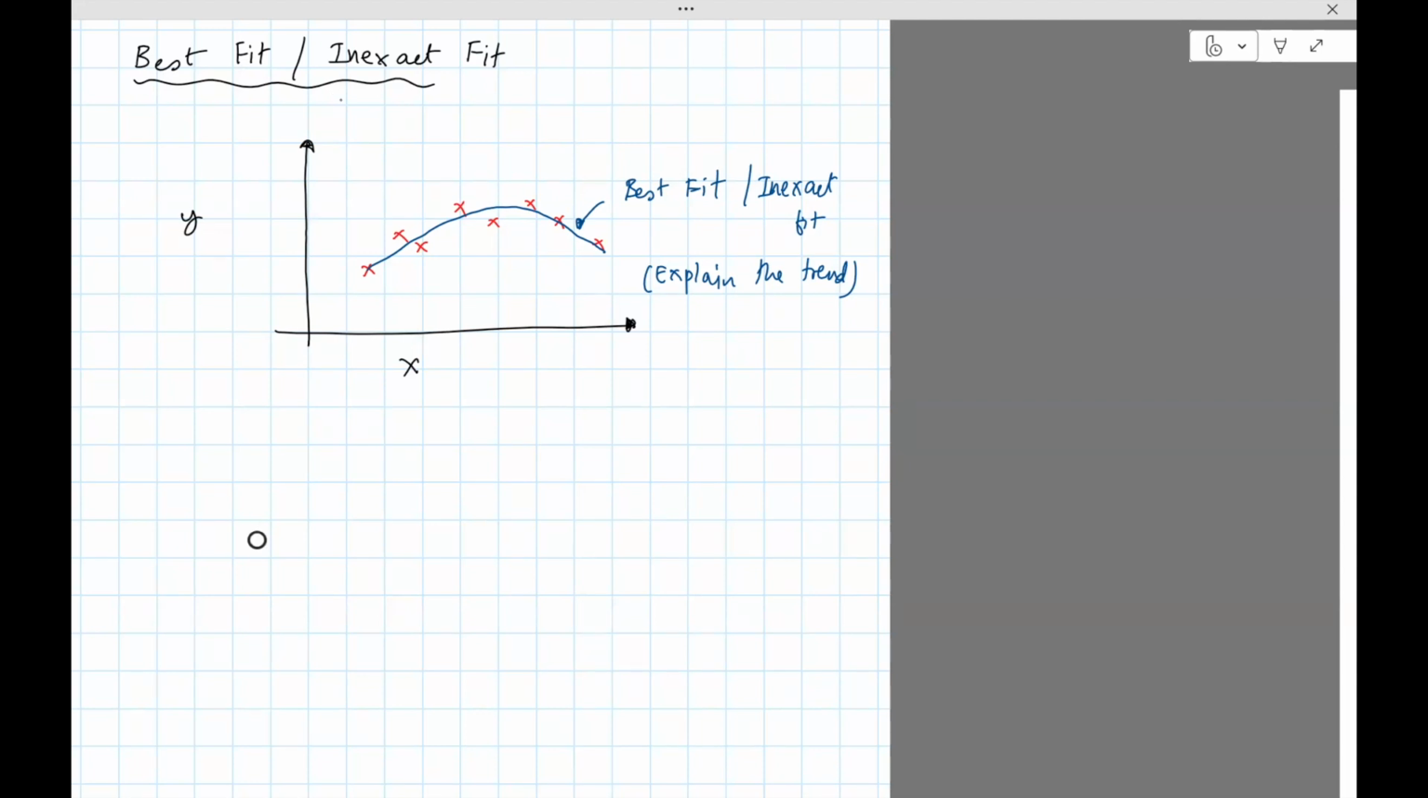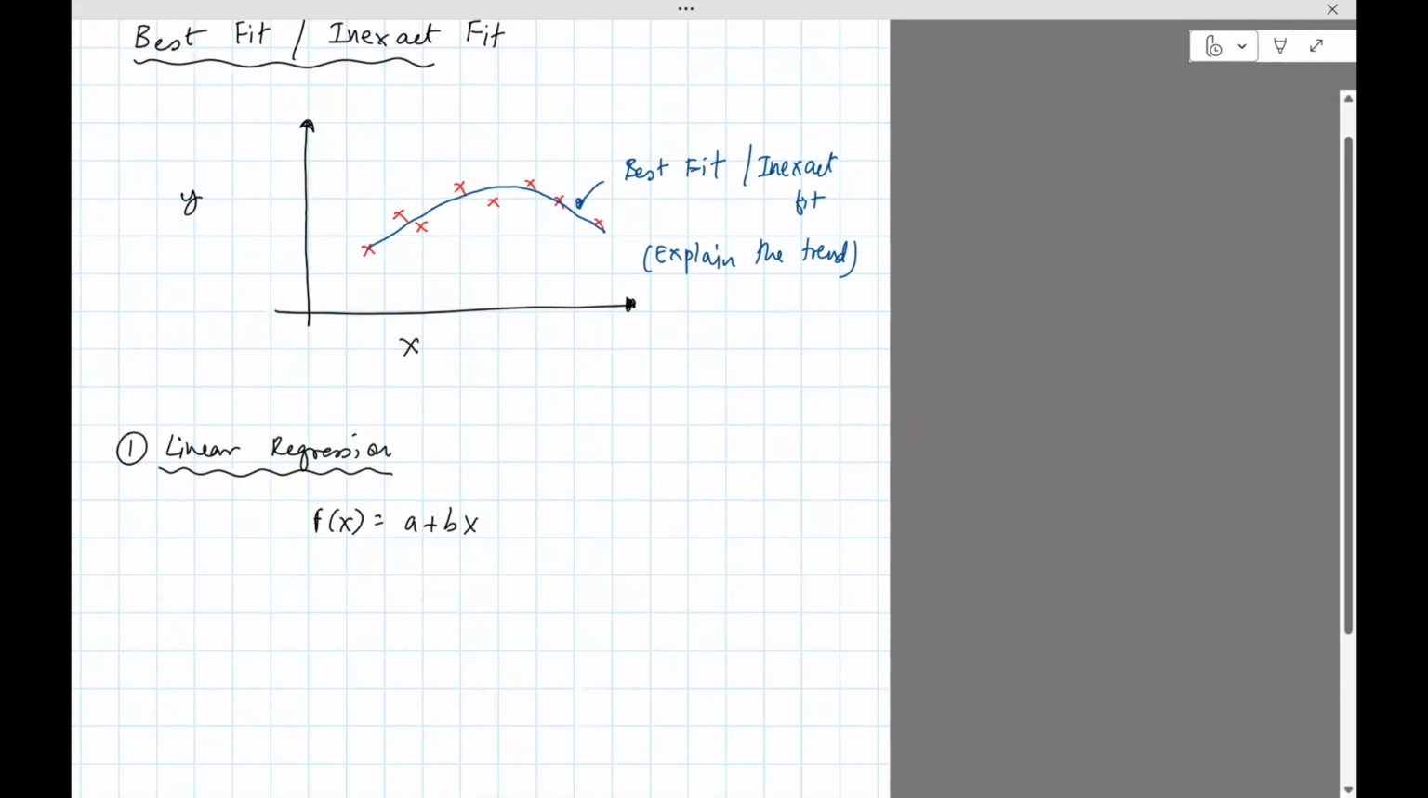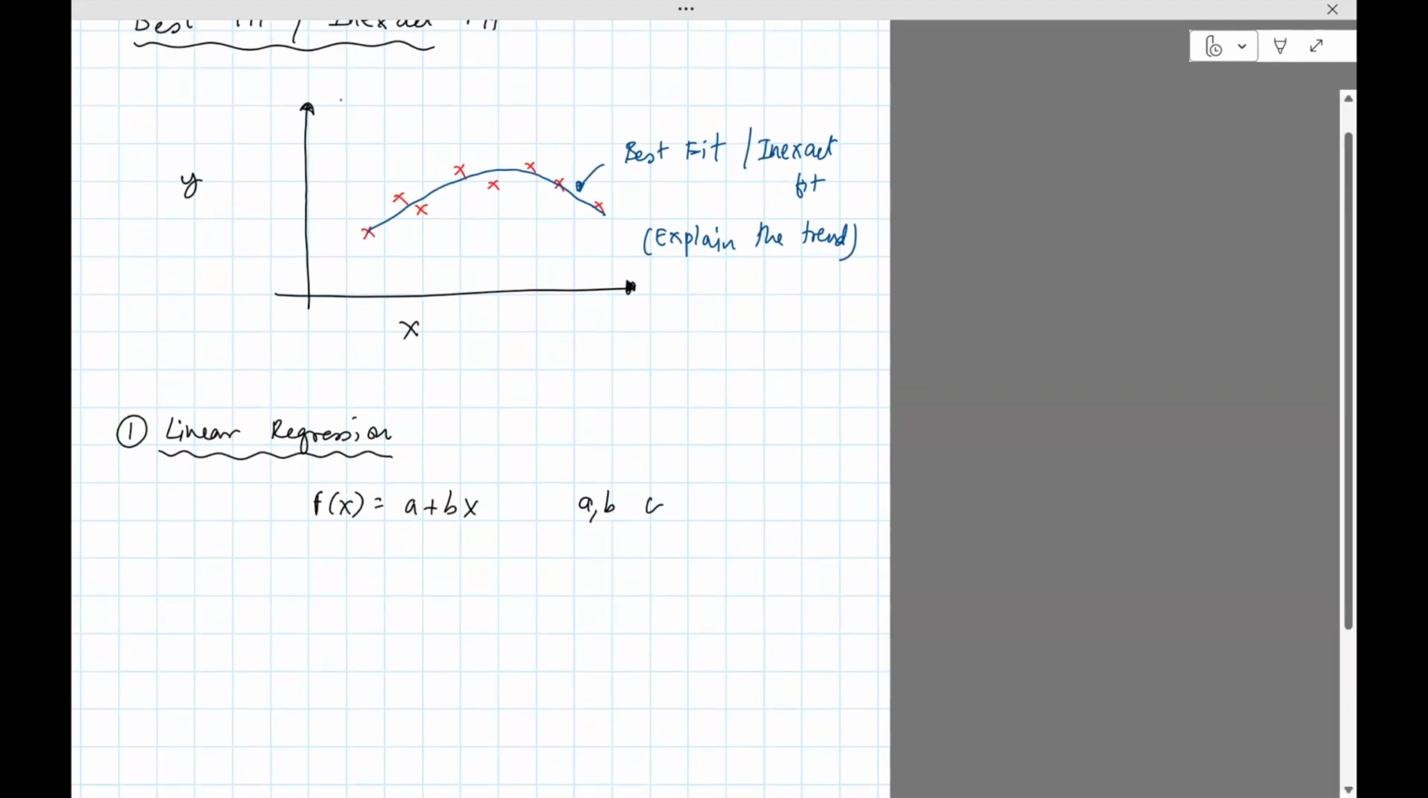So what I'm going to do here is giving you a few tools to do this best fit. The first one being linear regression. You might have seen this before. If you suspect that the best way to explain the data is through a straight line, then you'll use a linear regression. It's basically a 1st order polynomial. So an example of a linear regression line is f of x equals a plus bx, where a and b are constants that you need to figure out in order to best fit the data.